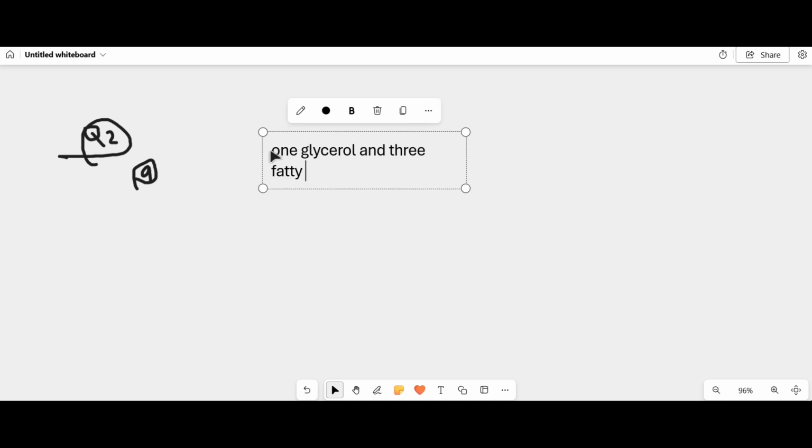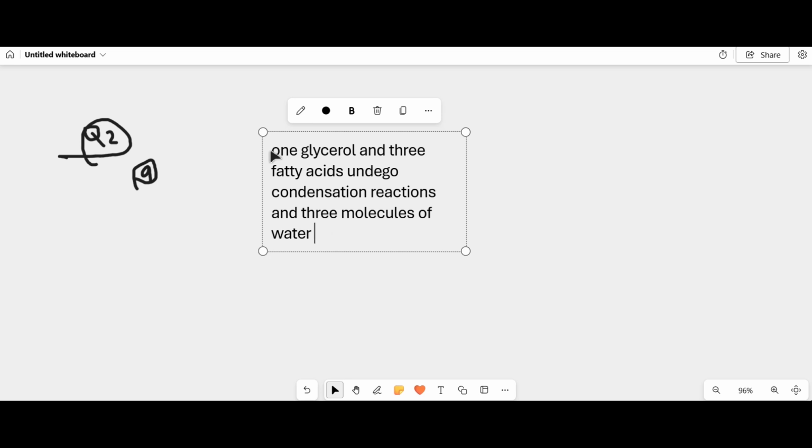So the 3 fatty acids and glycerol undergo condensation reactions. Always when you talk about condensation reactions, talk about the water that's released. 3 molecules of water are released, because there are 3 condensation reactions. Also talk about the bonds that are made: 3 ester bonds are made, between the fatty acids and the glycerol. Alright, safe.